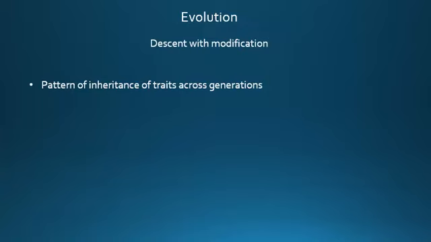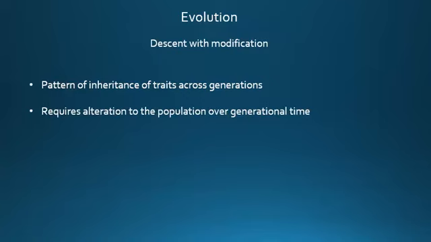Now recall from lecture that evolution is simply defined as descent with modification. And this means that there's some pattern of inheritance of certain traits that occurs from parent to offspring and often across many generations. And for evolution to occur, there is required to be an alteration or an impact on the population, a change in the population over this generational time.